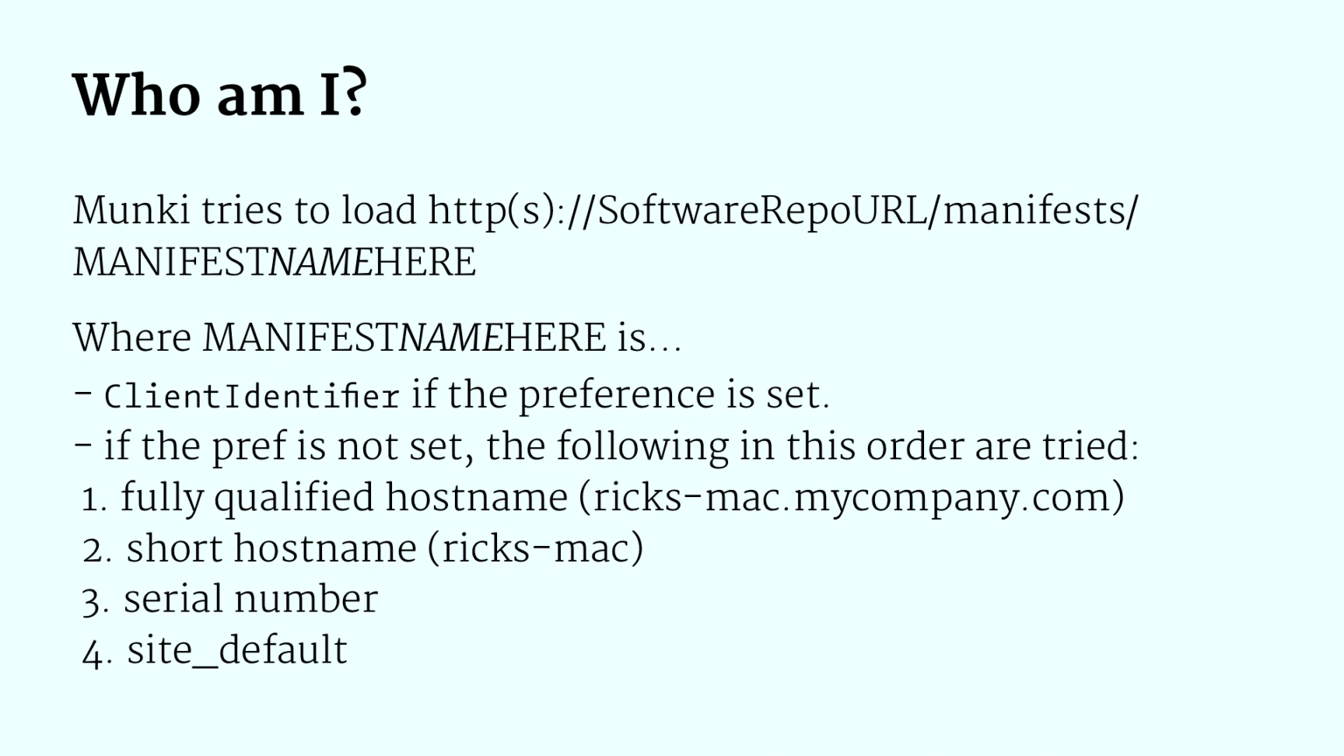Well, what if client identifier is not set? There's 4 options here. The first is it'll ask the server for the fully qualified hostname. So that's rix-mac.local or .mycompany.com if you bind. The second is it'll do short hostname, so rix-mac. The third is it'll do the serial number of the machine. And the last, it'll always fall back to site_default. So if it hasn't been configured, it'll always go back to site default. That's like your emergency manifest.